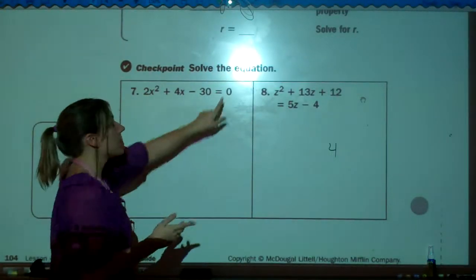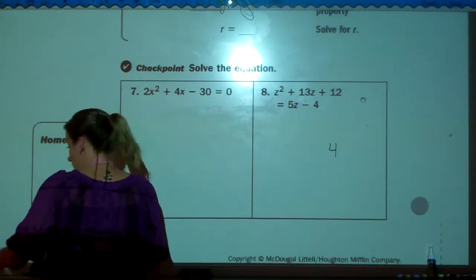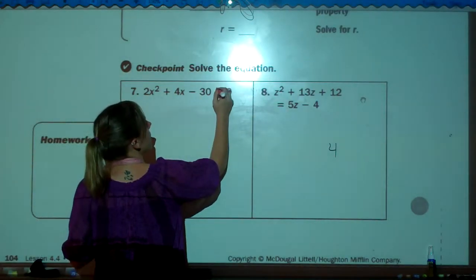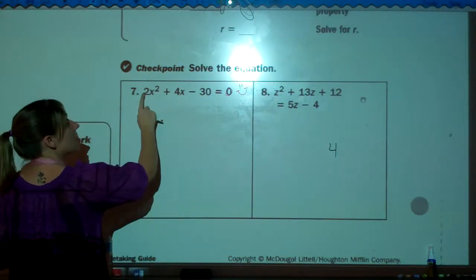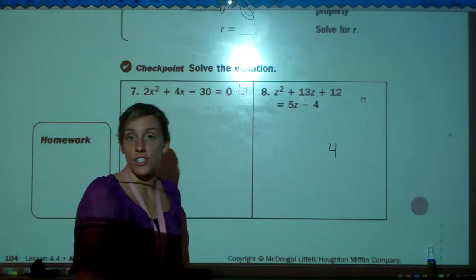So let's just do it a couple more times. We've got equals 0, so we are on the right track. This is exactly what I want. So now let's ask ourselves, when we factor, do we have a GCF?